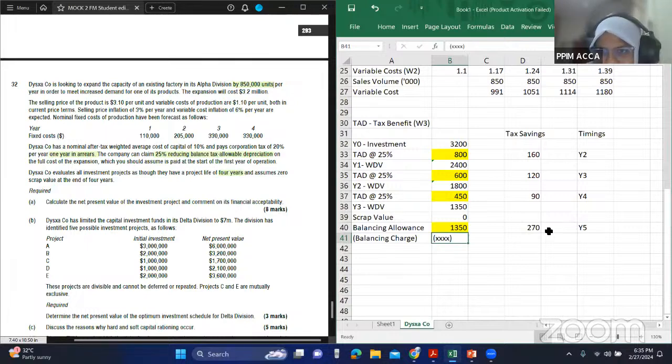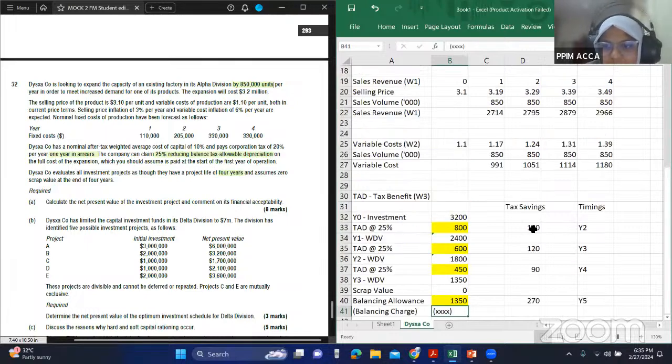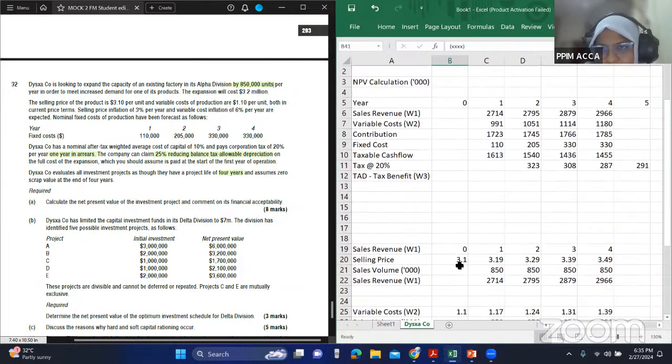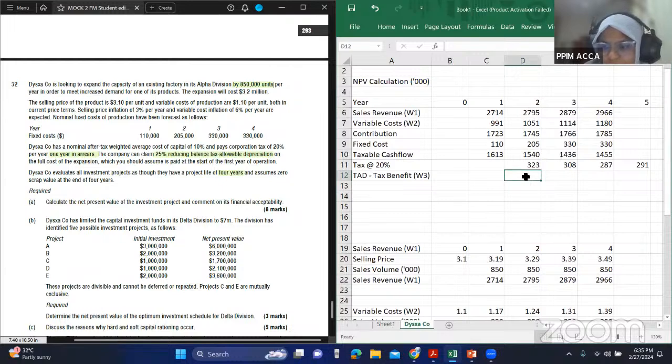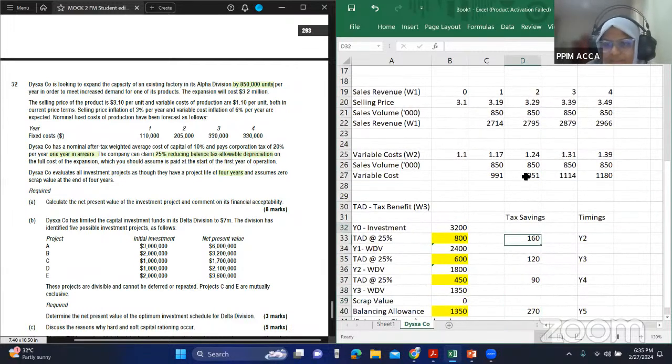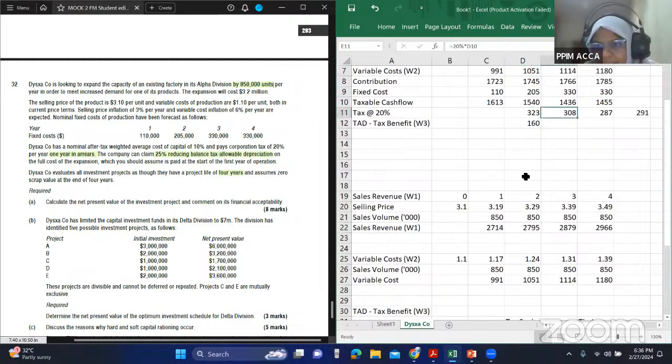So that's all you need to know with regard to how to do the adjustments for tax allowable depreciation. So now let's put in all the figures that we have. Year 2, it's 160. Then 120 for year 3, 90 for year 4, and 270 for year 5.